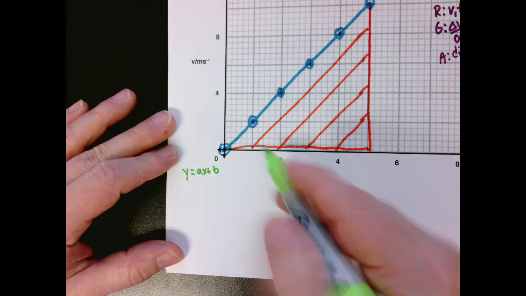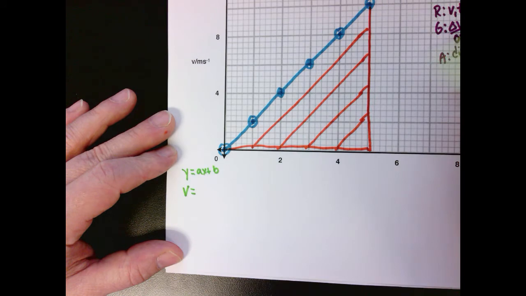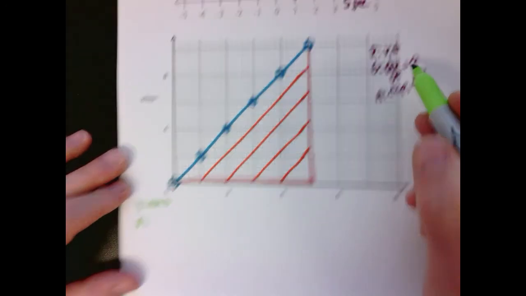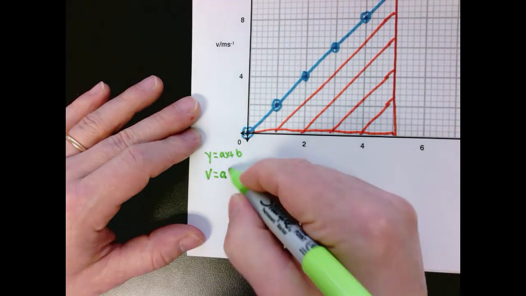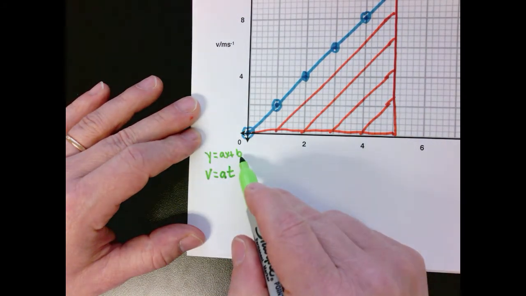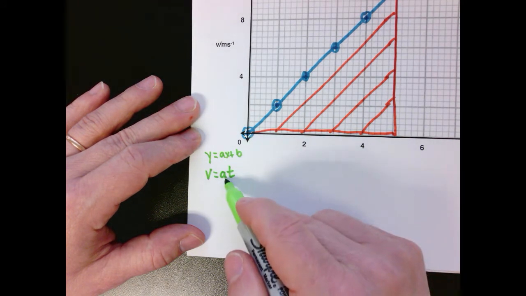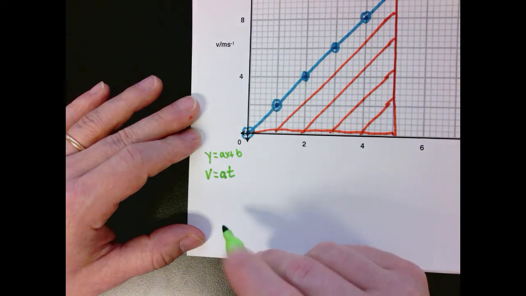The y-axis is velocity. A is the gradient, and the gradient happens to be acceleration, which coincidentally has the same letter A. The x-axis is time, and the y-intercept is 0. It's a direct relationship. So we have an equation that describes a velocity that's equal to at.